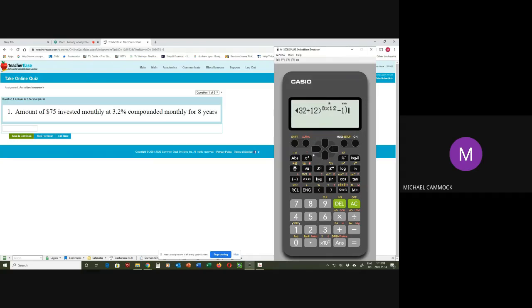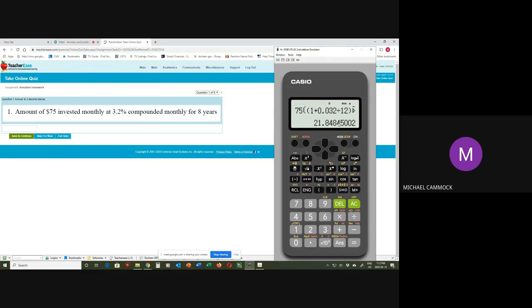Okay, let me review these steps before I press the equal sign. I'm going to go back through this and show you all the steps that are in there. All right, so there's a 75, 2 brackets, 1 plus 0.032, that's the interest rate, divided by 12. And then I raise that to the power of 8 times 12. Why 8? Because it's 8 years. Why 12? Because it's monthly. And then I'm going to go over 1 so that I can minus that 1. And once I put those 2 brackets in, once I close that bracket, I can now press equals.